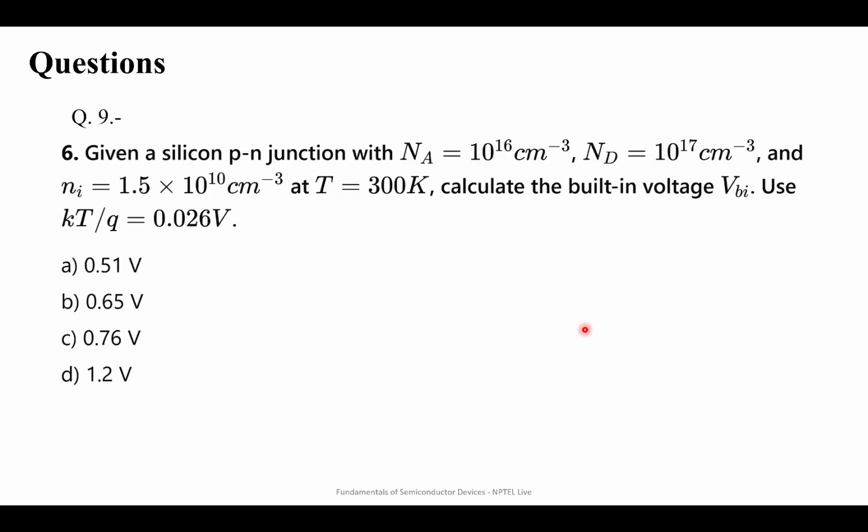Now it's a numerical question. Given a silicon PN junction with Na is 10 per 16 per centimeter cube, Nd is 10 per 17 per centimeter cube, and Ni is 1.5 into 10 per 10 per centimeter cube, and the temperature given is 300 Kelvin. You have to calculate the built-in potential, built-in voltage. You can take kT by Q as 0.026, because that is the value at 300 K. The options are 0.51 volts, 0.65 volts, 0.76 volts, 1.2 volts. I will give you some time to solve this.